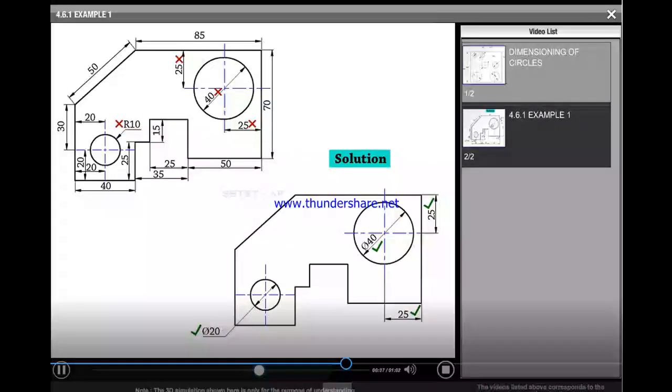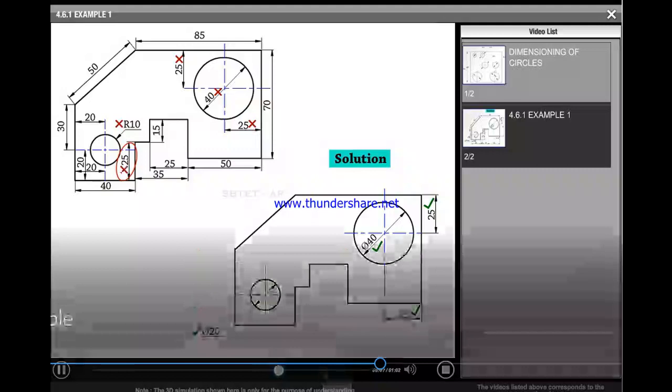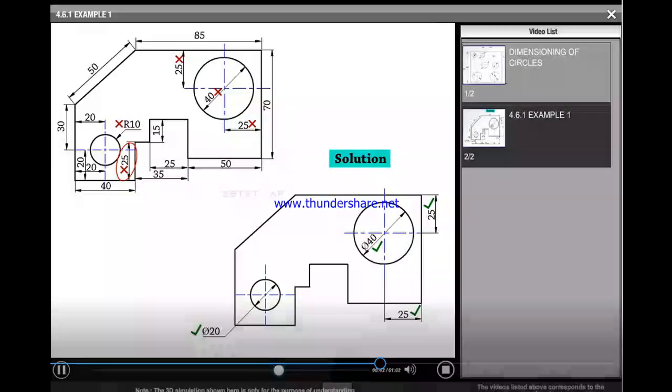Observe clearly. Similarly, the 40 and 20 and that 25 are inside the figure. Placing dimensions inside the figure is not the dimensioning practice. So you have to place that information outside. Right? Similarly here 25 also is inside. That should be placed outside, as we observe in the solution.